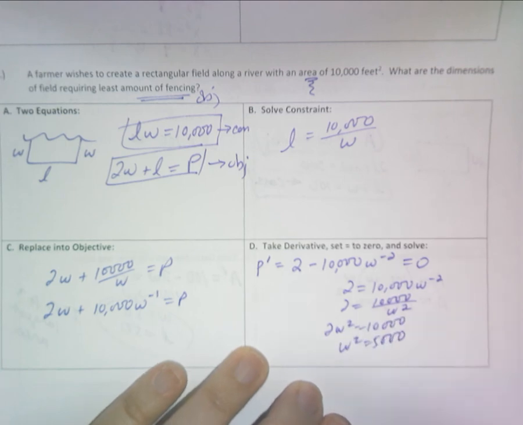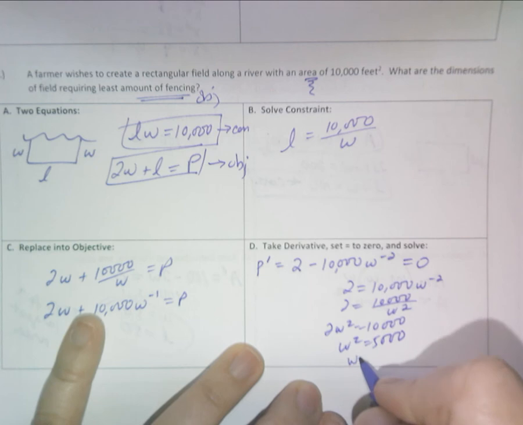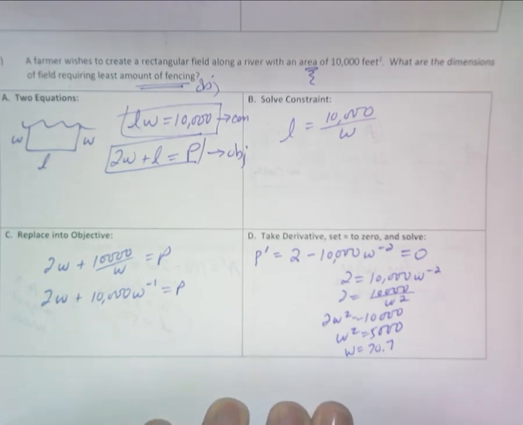5,000, I've got to remember how much that is. I think I have it in my calculator. Square root of 5,000 is plus or minus 70.7. Do I use the minus? No, I'm talking about fencing. You don't have minus 70 feet of fencing, okay? You have positive 70.7 feet of fencing.